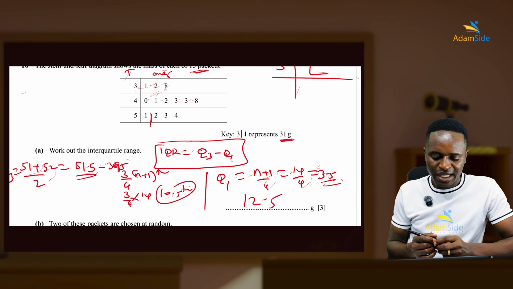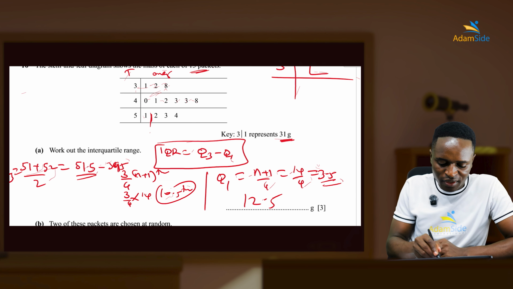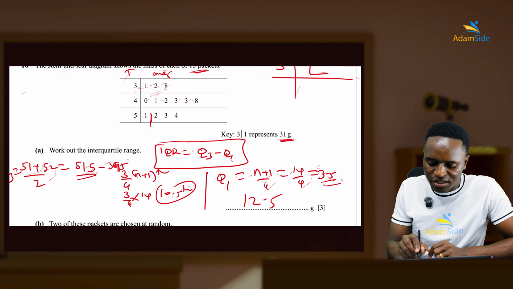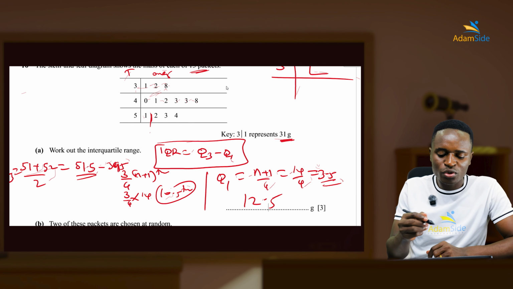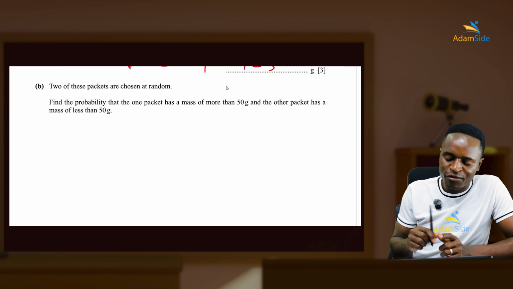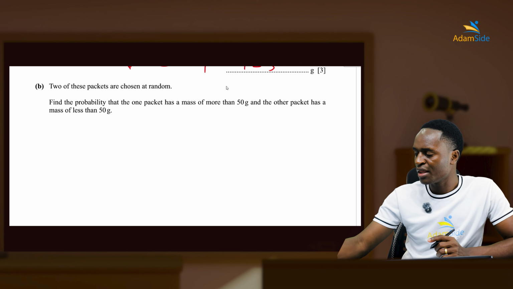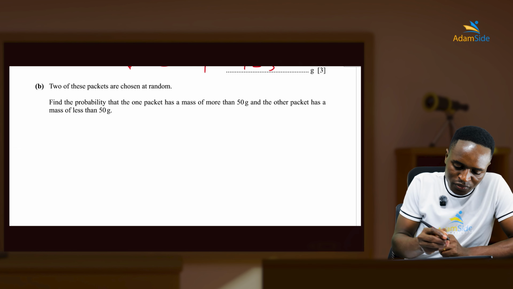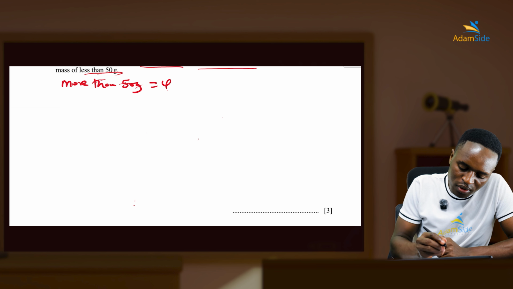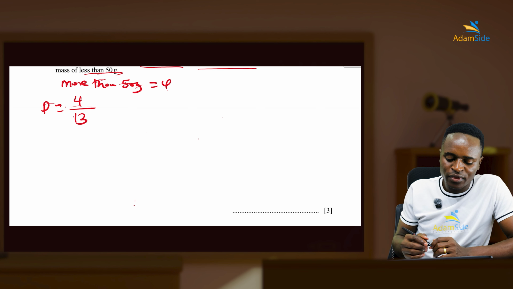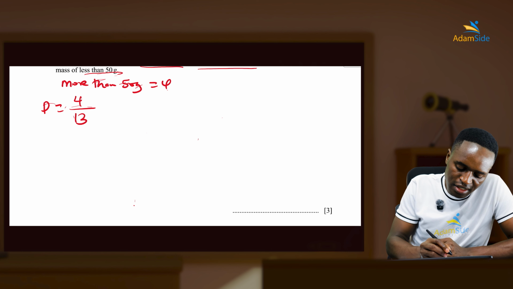Okay, 2 of these packets are chosen at random. Find the probability that one packet has a mass of more than 50 grams and the other packet has a mass of less than 50 grams. Go to the question on top there. There are 4 that are more than 50 grams. So 4 out of 13 is the probability: the number of chances divided by the total outcomes.